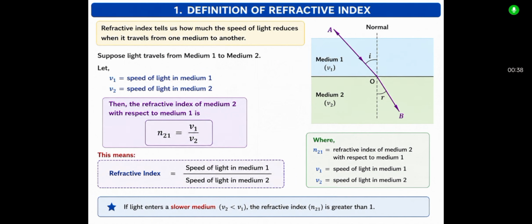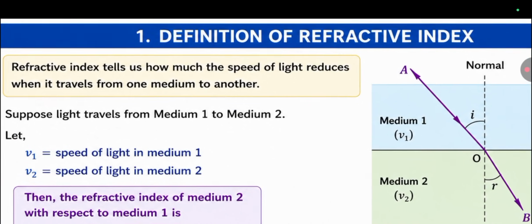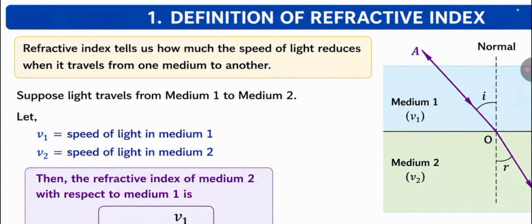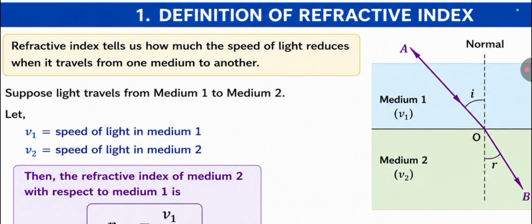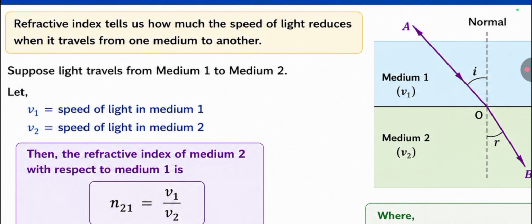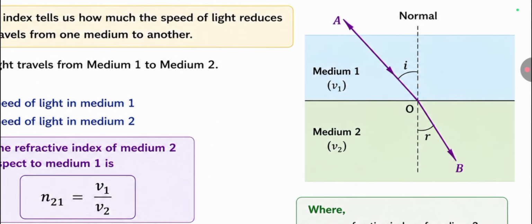First of all, we are discussing what refractive index is. First we have to learn the definition of refractive index. Refractive index tells us how much the speed of light reduces when it travels from one medium to another. Suppose light travels from medium 1 to medium 2. Here we have to show the picture.